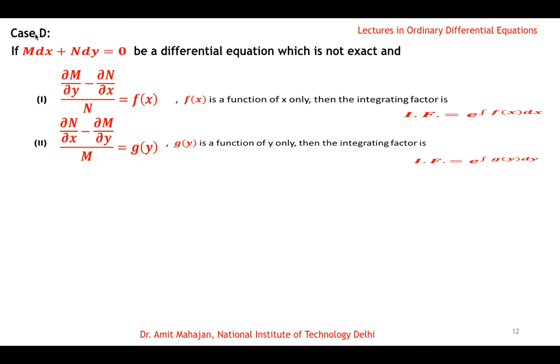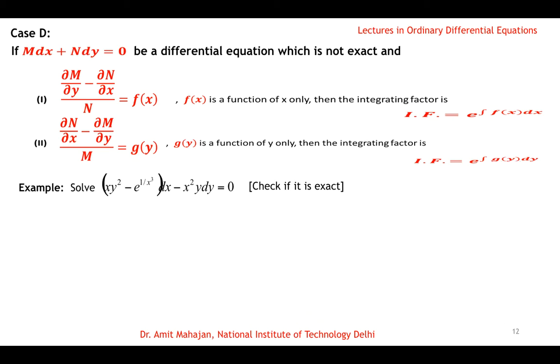Okay, so if you are given M dx plus N dy equal to 0 as a differential equation where ∂M/∂y is not equal to ∂N/∂x, that means the differential equation is not exact. Then the difference divided by N, if it is a function of x only, then the integrating factor is e raised to the power integral f(x) dx. If the difference divided by M is a function of y only, then the integrating factor is e raised to the power integral g(y) dy.